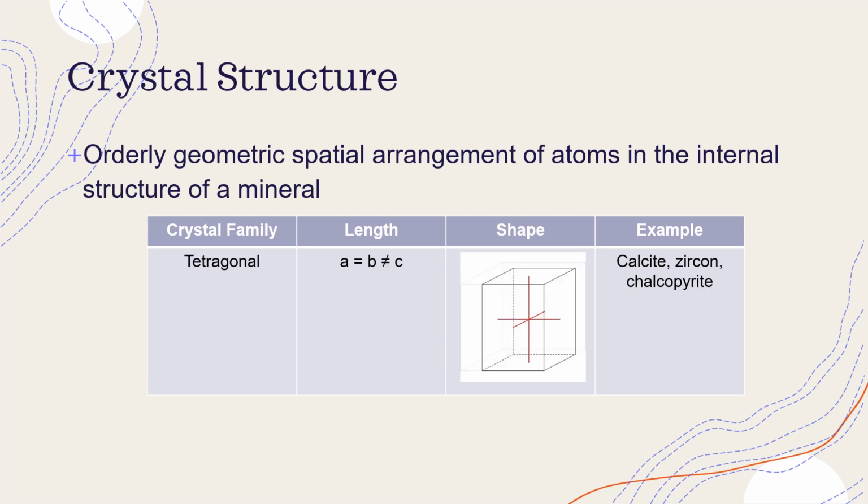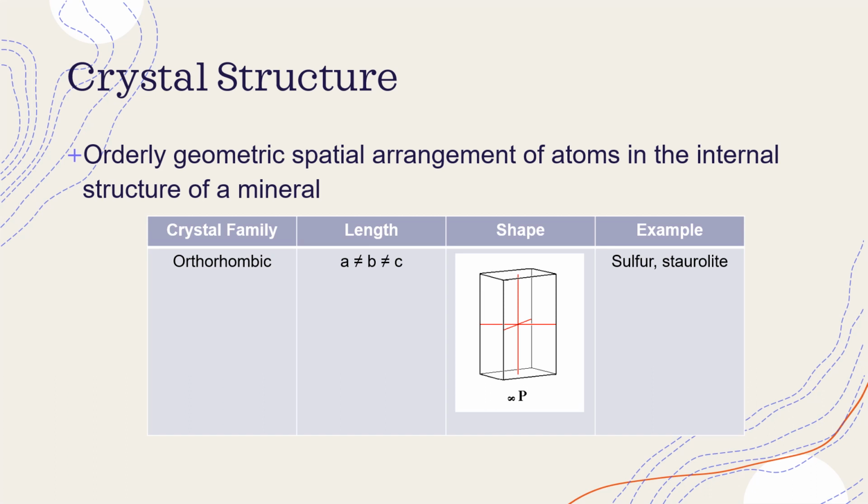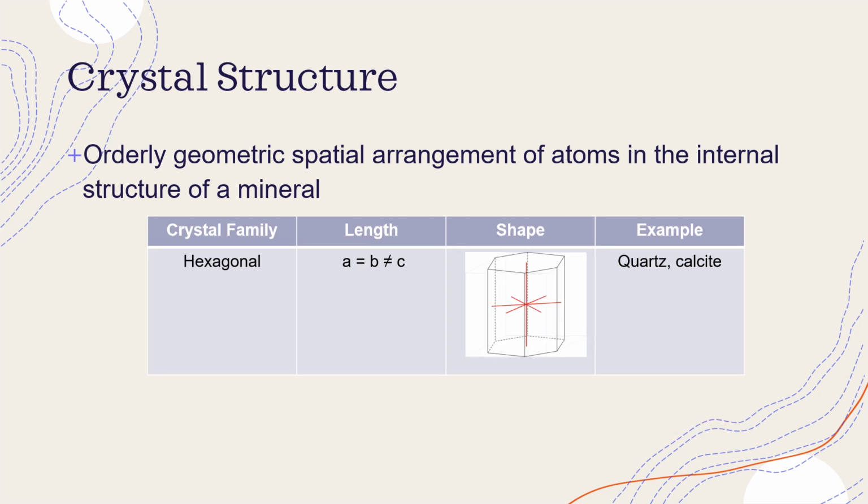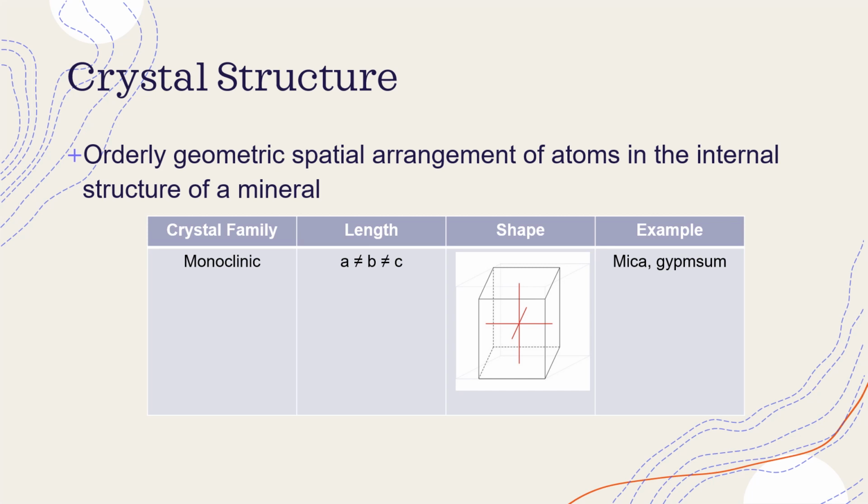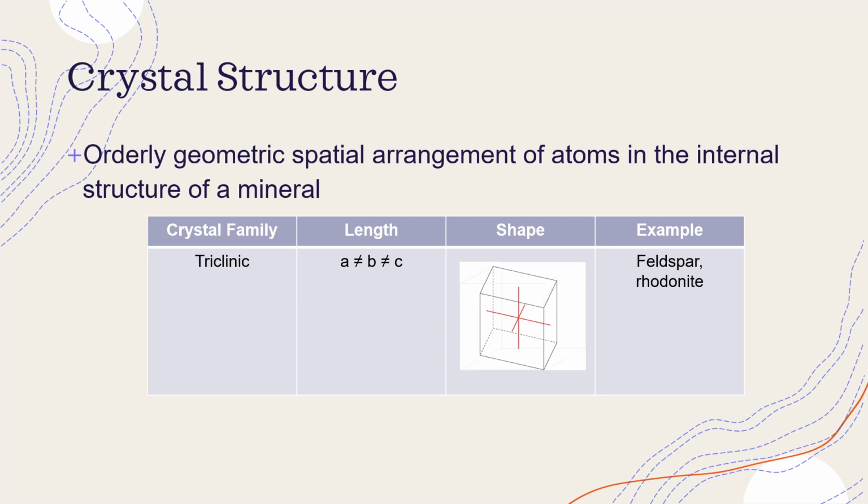We also have tetragonal. Examples for that are calcite, zircon, and chalcopyrite. We also have orthorhombic. Examples for that will be sulfur and staurolite. We also have hexagonal. Examples for that would be quartz and calcite. We also have monoclinic. Examples for that would be mica and gypsum. And then finally, we have triclinic. Examples for that would be feldspar and rhodonite.